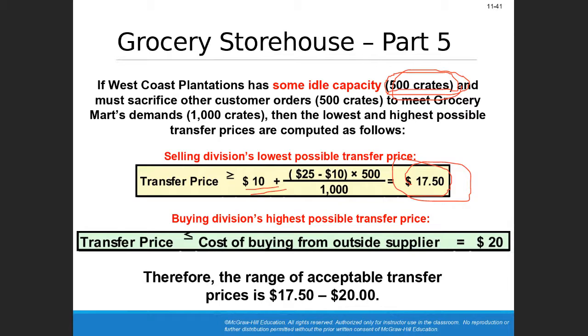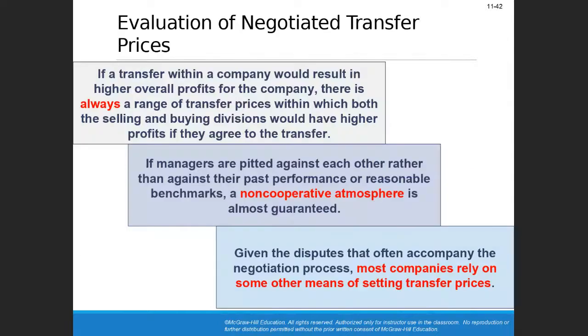And these guys are paying $20 to outside vendors. So now we have a range of 17.50 to $20. So we can negotiate from there, right? And so now it's up to whichever department head is a better negotiator, I guess, to try and squeeze a little more, get it, orange juice. Try and squeeze a little more juice out of the other one. All right, so is that a good idea? Should we do that? Well, I don't know.